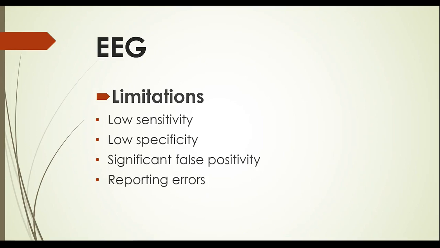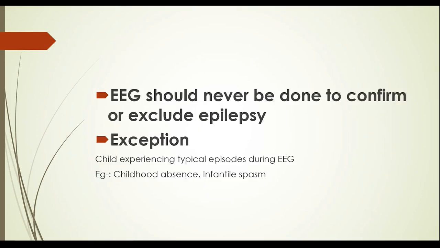And it has significant false positivity as well. And obviously, there are lots of reporting errors as well. So EEG can take you down the wrong path without any reason. So don't be misled by the EEG. The diagnosis is a clinical one, but EEG is a supportive investigation, which is important for you to classify your diagnosis further. And EEG should never be done to confirm or exclude epilepsy. But there are some exceptions to the rule for some specific epilepsy types, like childhood absence epilepsy or infantile spasms, West syndrome, where it comes into the picture.